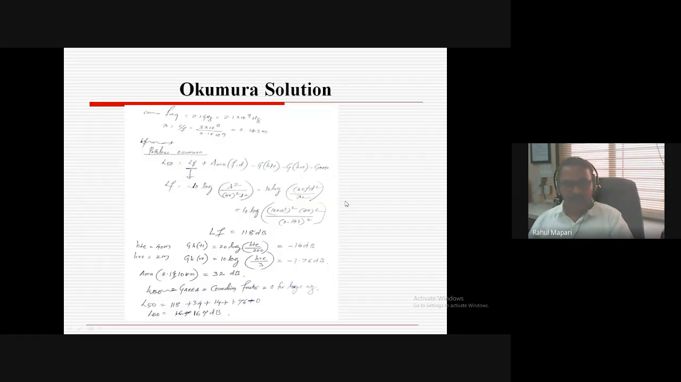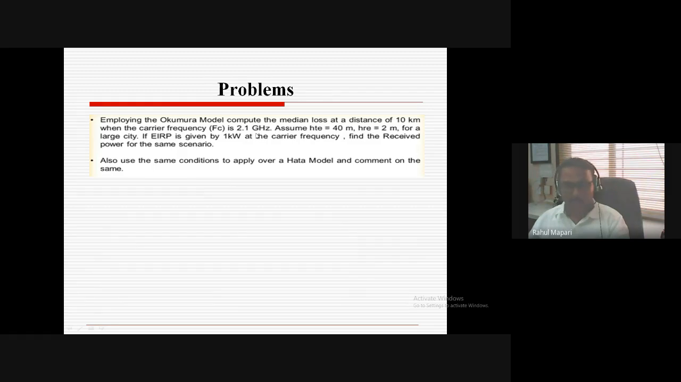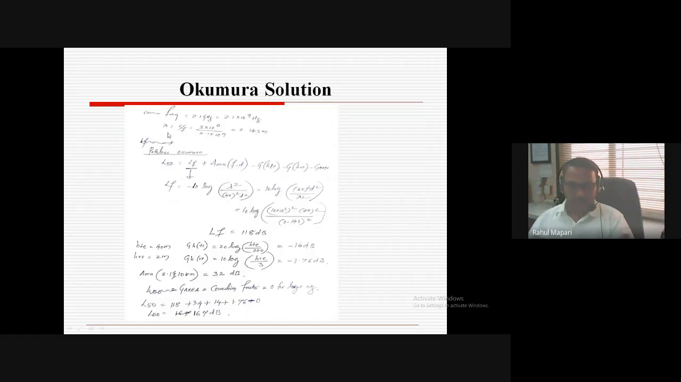If you have already solved it, then it's very good. If not, then we will go in a fast manner. Carrier frequency is 2.1 gigahertz, which means 2.1 into 10 raised to 9 hertz. The speed of light we know, and the frequency is given, so we can calculate lambda. I will not give separate time to write the notes, you simultaneously write it. Lambda, the wavelength, is equal to c by f, 3 into 10 raised to 8 divided by 2.1 into 10 raised to 9, which is equal to 0.143 meter.